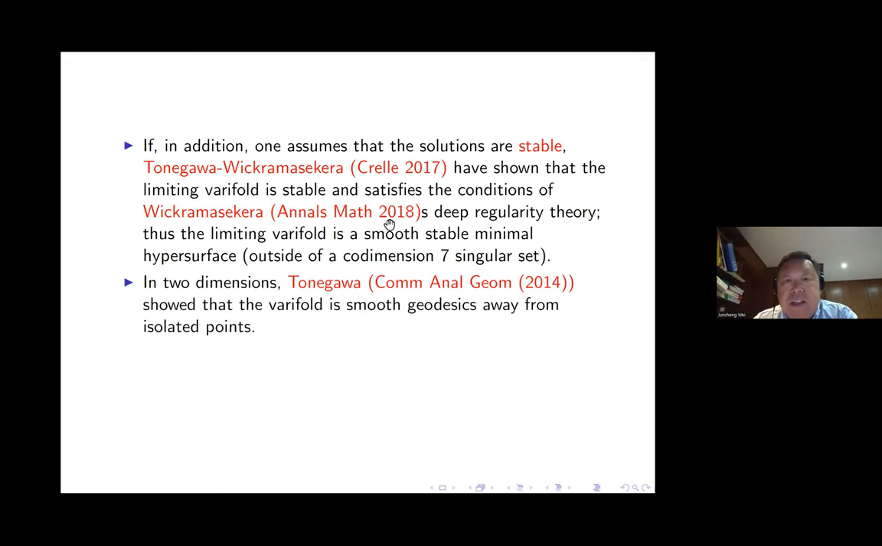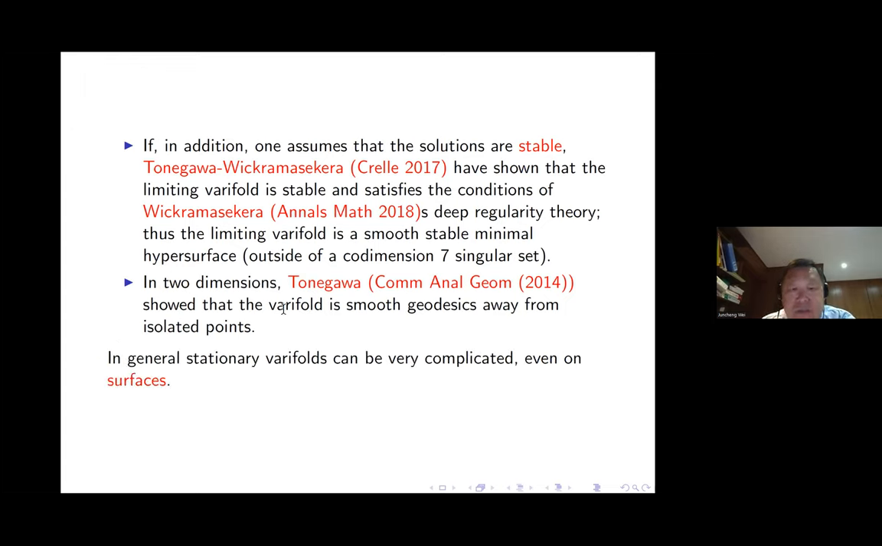And in addition, if we assume that the solution is stable, then you can show that the varifold is a smooth stationary minimal surface of codimension 1 with a codimension 7 singular set. Now in two dimensions, Tonegawa showed that the varifold is a smooth geodesic away from isolated points. And we are going to study the Allen-Cahn equation on surfaces.